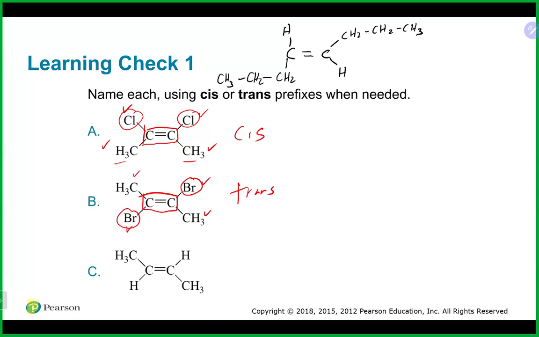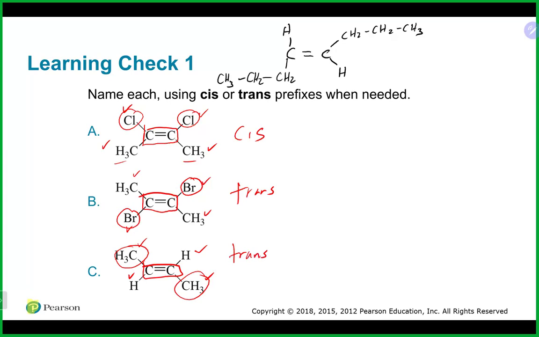Lastly, down here, looking at the double bond, this guy and this guy are different, and this one and this one are different, which is good. Looking at something that's the same, that is methyl groups on both sides, which are opposite of each other, so this should be a trans as well.